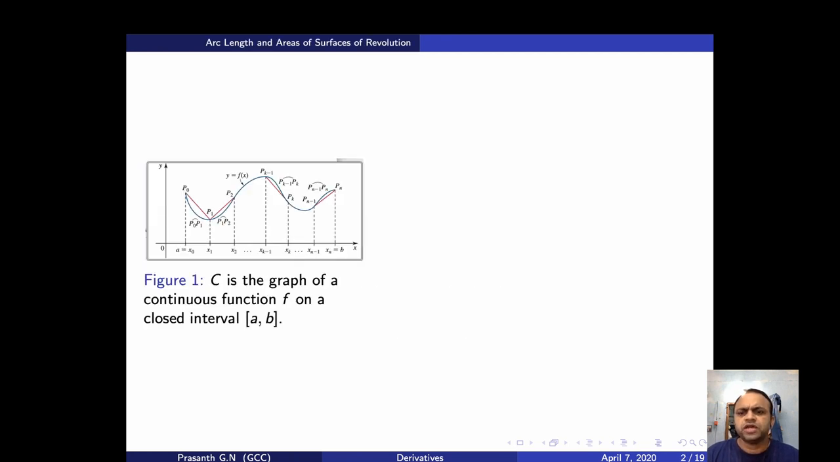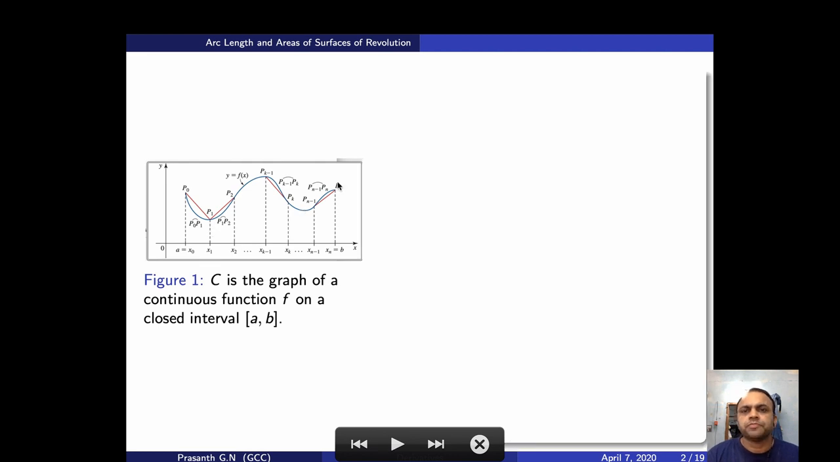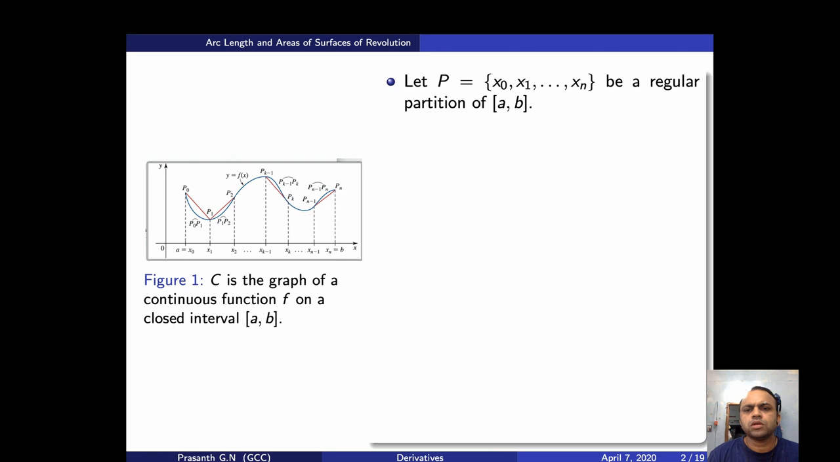Now, let C be the graph of a continuous function f on a closed interval AB. I hope you can see this curve. This is the curve. Now, what we are going to do is let P be a regular partition. I hope you remember that a regular partition is a partition of the closed interval AB into disjoint subintervals or non-intersecting subintervals.